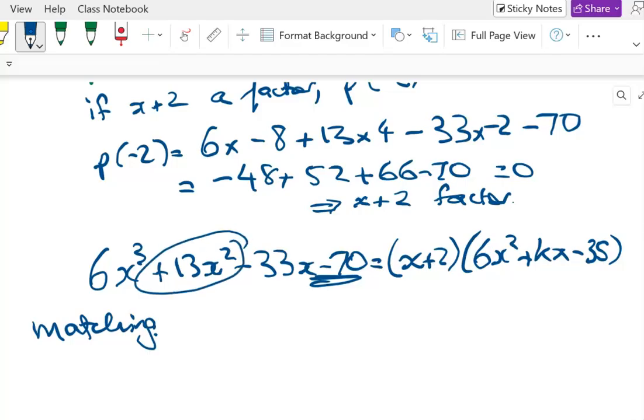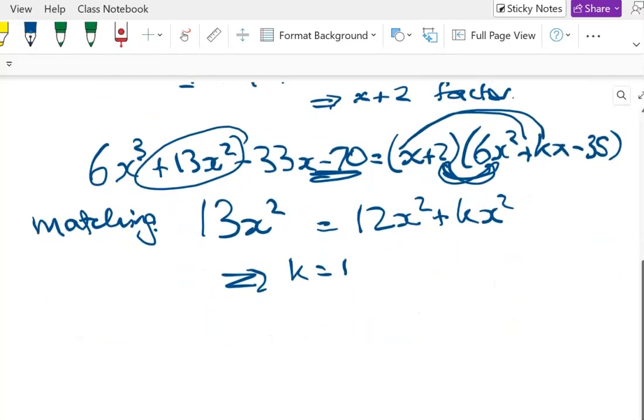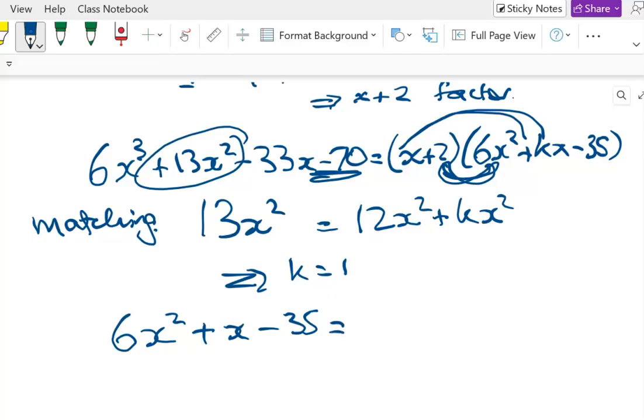And you can choose what you match on. I matched on the x squared. So 13x squared has got to equal 12x squared plus kx squared. So that's that one and that one. So k is equal to 1. Now that leaves me having to factorize 6x squared plus x minus 35. So you can do this by grouping, or you can do it by looking, or you could do it by quadratic formula. This is probably going to be a 7 and a 5 combo.